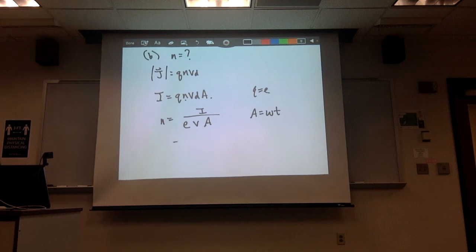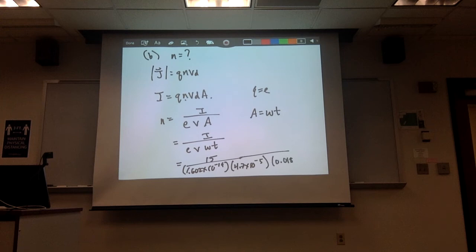Good. So let's plug that in. It's going to be equal to the current divided by our fundamental charge times the velocity times the width times the thickness. So in this case, plug in the numbers. This was 15 amps divided by 1.602 times 10 to the minus 19. That's my fundamental charge. Times my velocity, which was what, 4.7 times 10 to the minus 5? Times my width, which was 0.018 times my thickness, which is 0.001, because that's 1 millimeter.